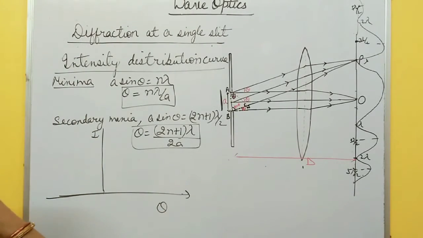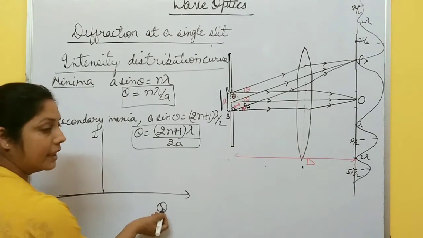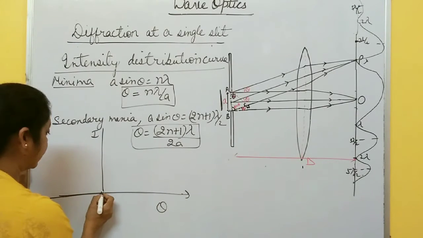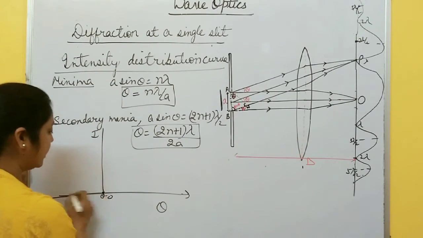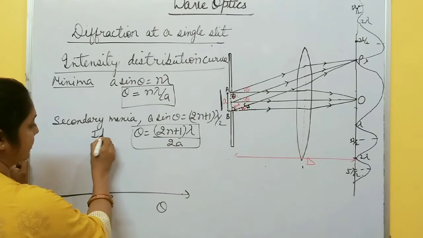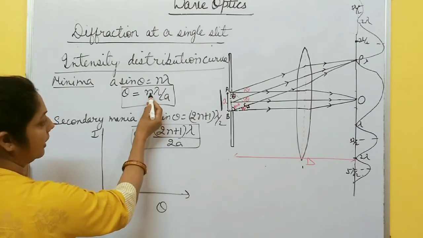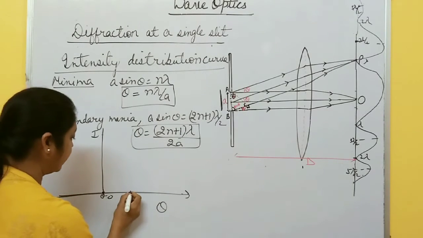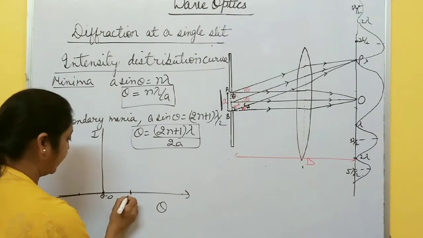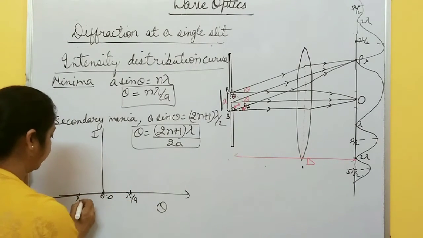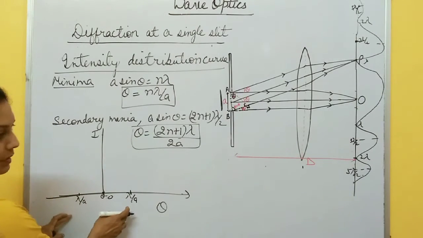Okay, so you know that when theta is 0, path difference is 0, at the center of the screen, and maximum intensity is formed. Then the first minima is formed when n is 1, at theta equal to lambda by a, which means on both sides of the screen at lambda by a the first minima is formed.